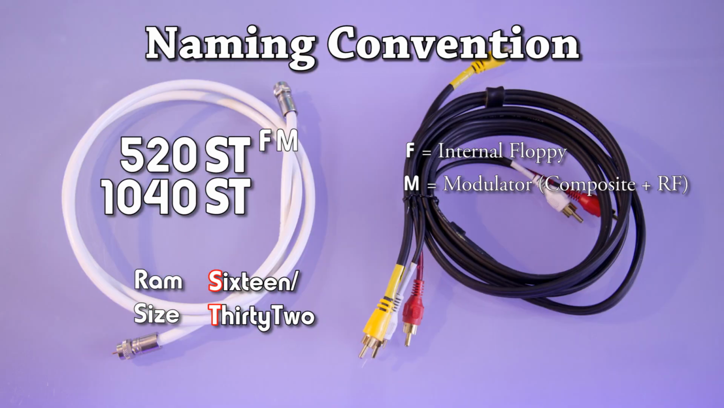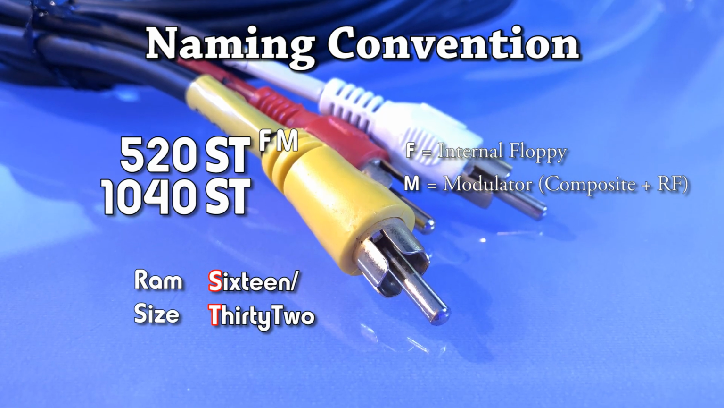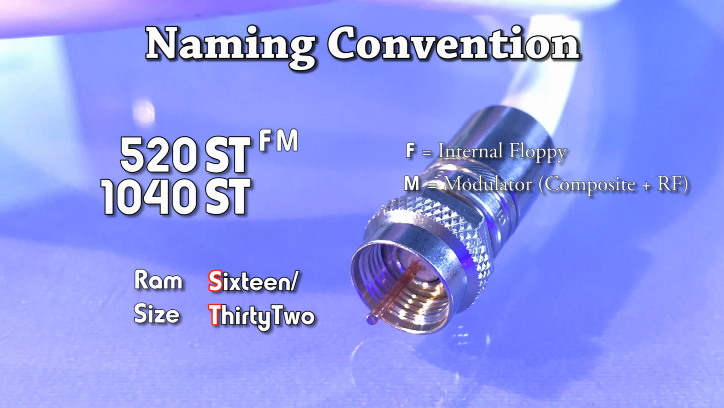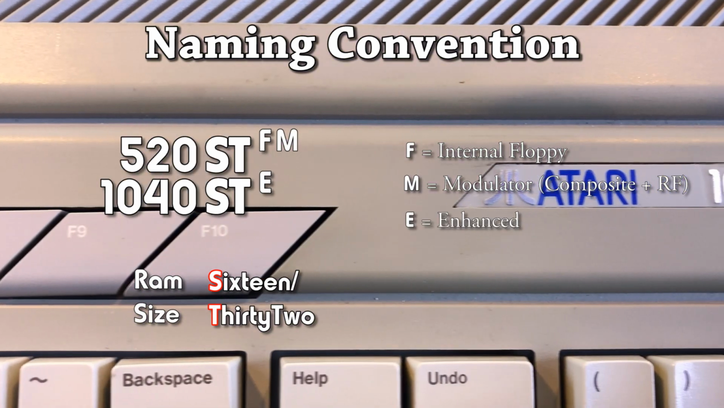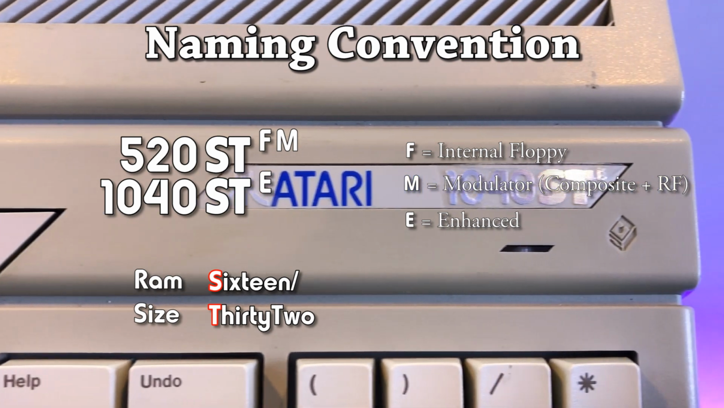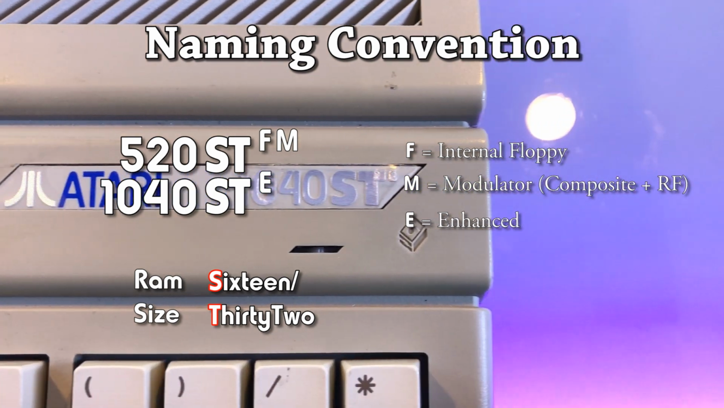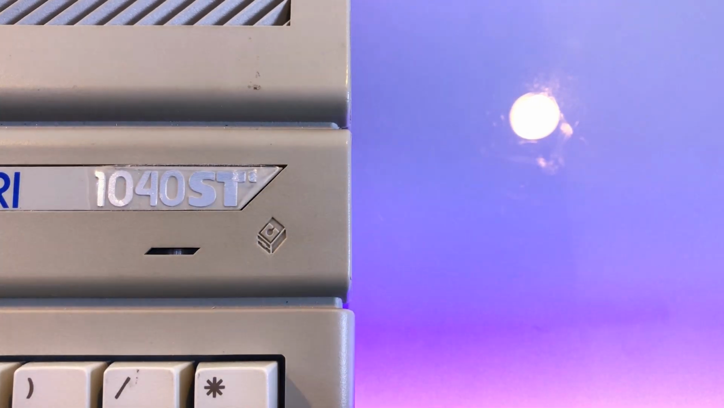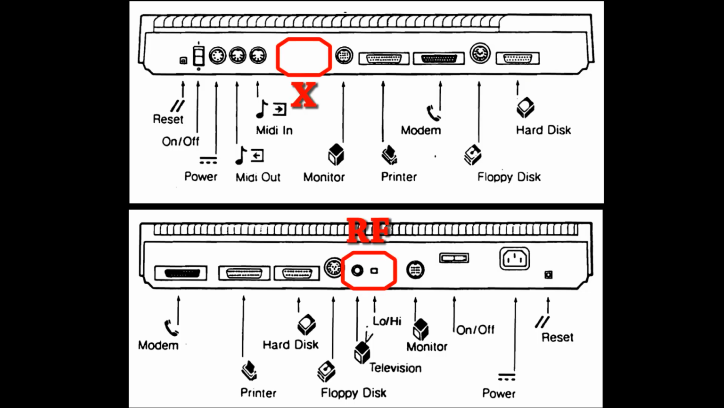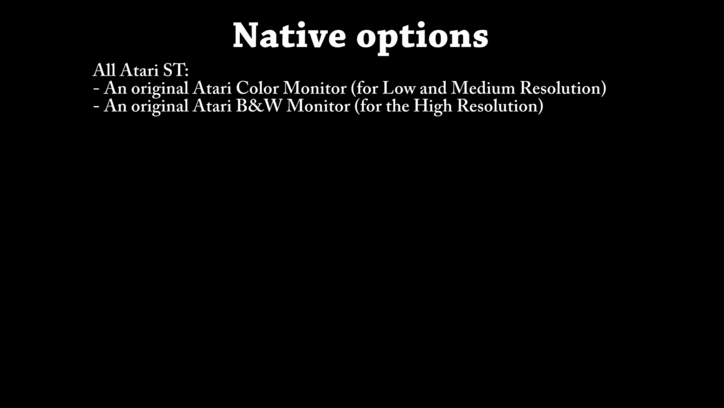It means it is generating both a composite signal available on the monitor connector and an RF output with a channel selector, making it possible to connect to any TV through the tuner. However, if you don't have the modulator, you can only use an Atari monitor. Finally, an E stands for enhanced and has a few improvements, especially in the graphic processing power and sound playback capabilities. However, the easiest way to find out if your Atari has a modulator is to look for the RF connector on the backside. Now, let's recap.